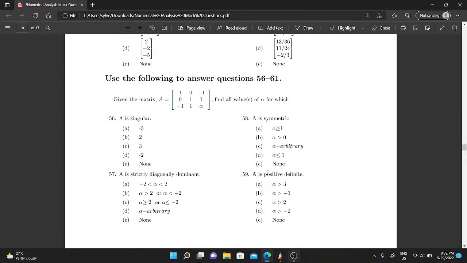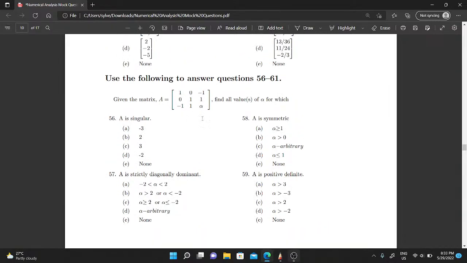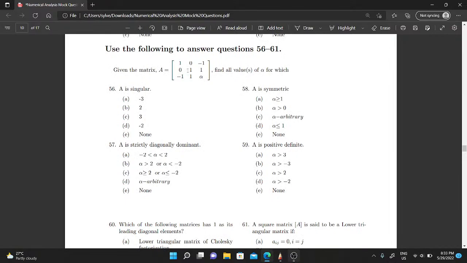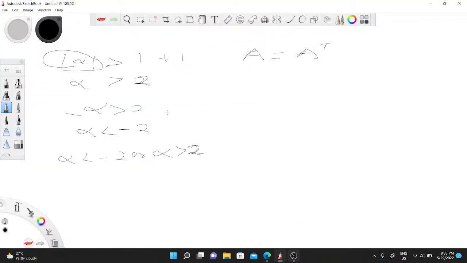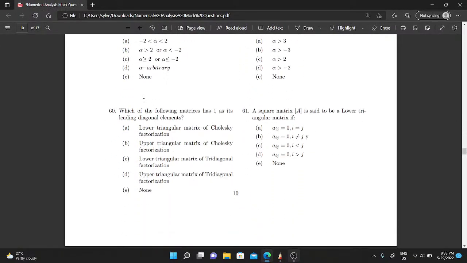And the next question: A is positive definite. For positive definite, we know that the determinant of this entire matrix should be greater than zero. When we got our determinant, it was alpha minus 2. This should be greater than 0, which means alpha should be greater than 2, which is C.